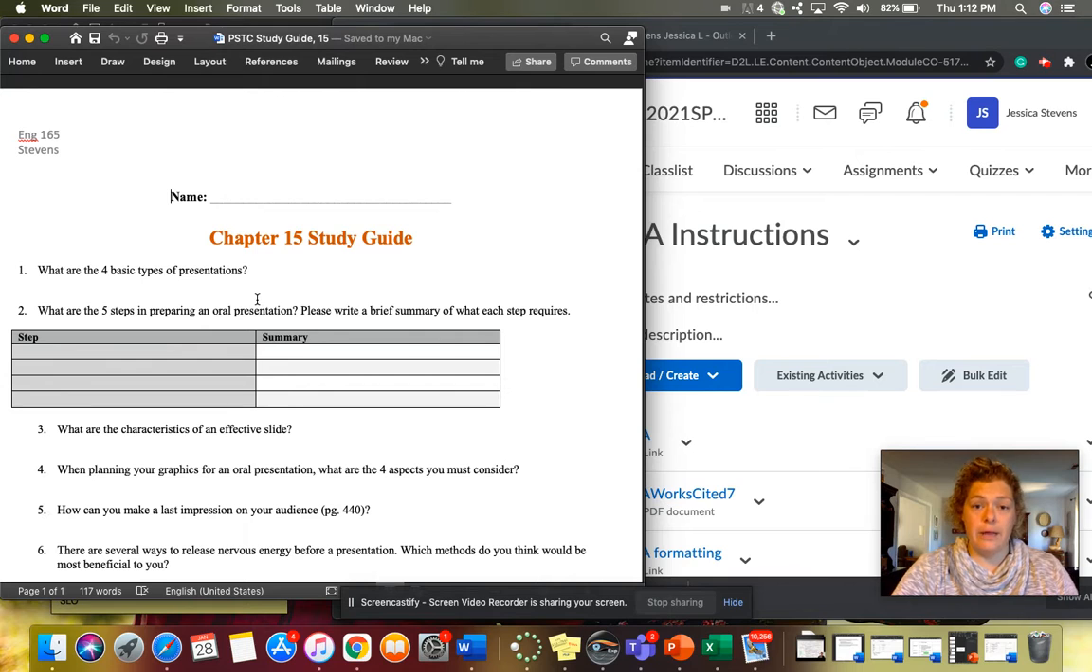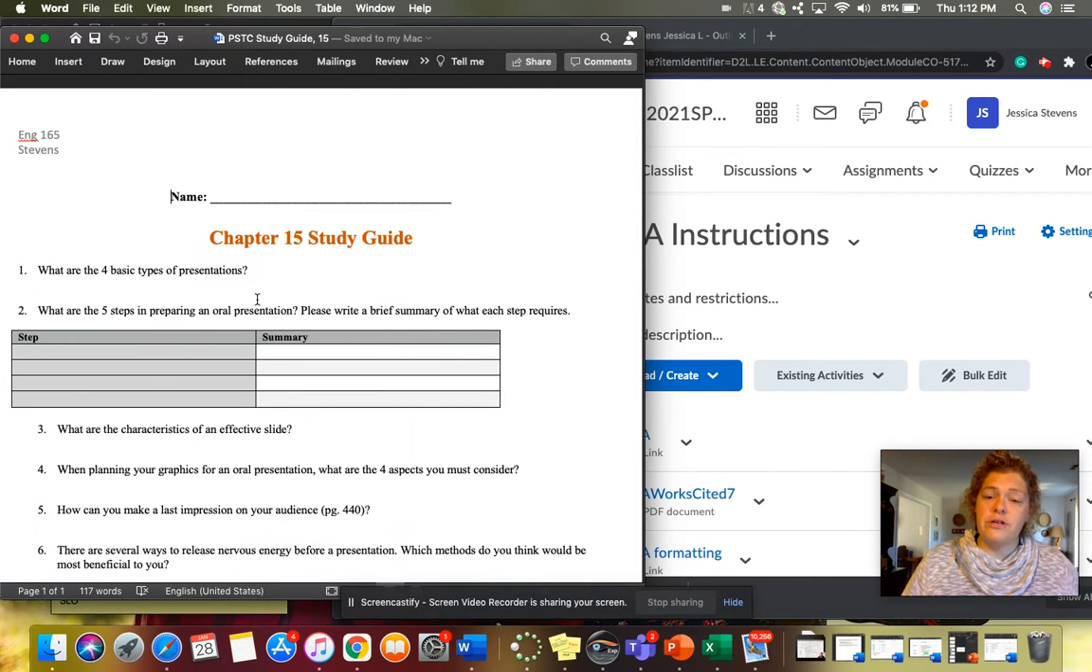On Tuesday, when we meet in person, fingers crossed, negative test results, we are going to talk more in depth about what makes a good presentation, what makes a great presentation, and how you can borrow some strategies or tips or ideas from other presenters and incorporate those into your own presentation. So let's start by talking a little bit about chapter 15.